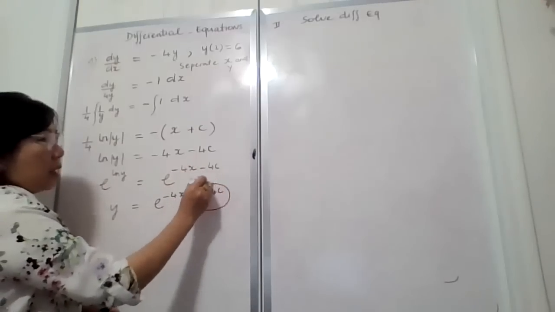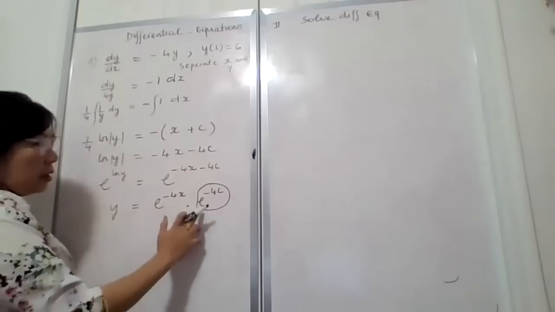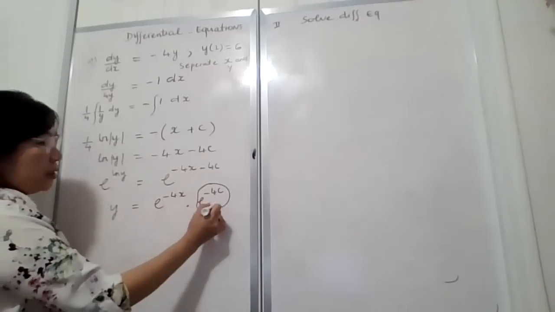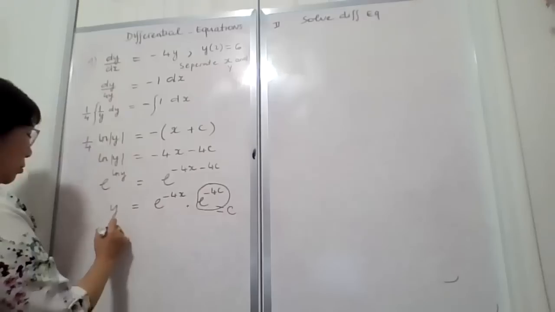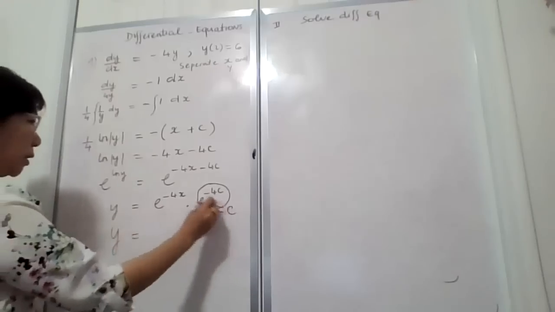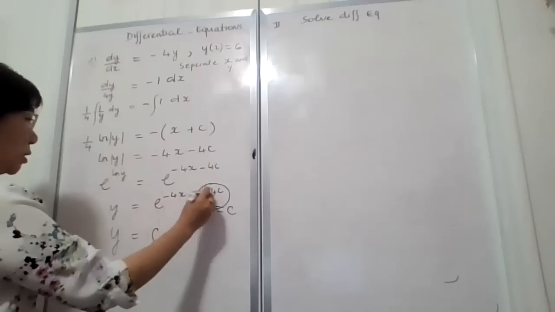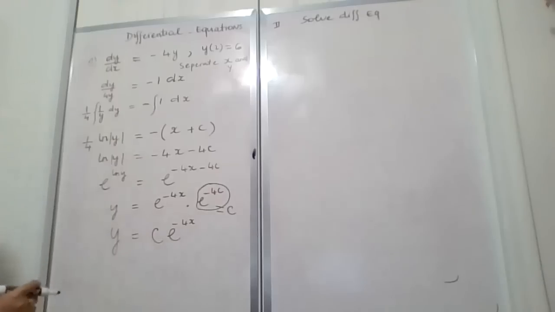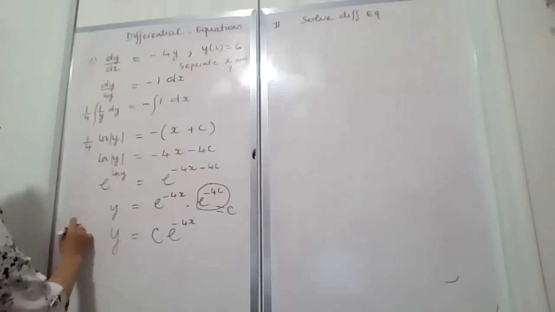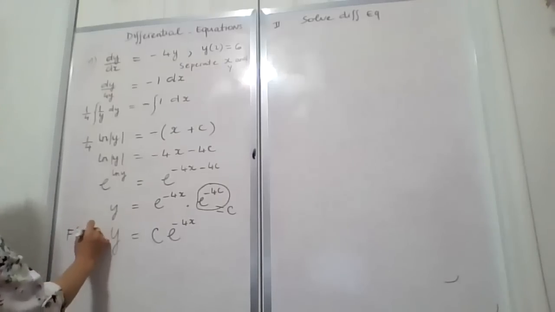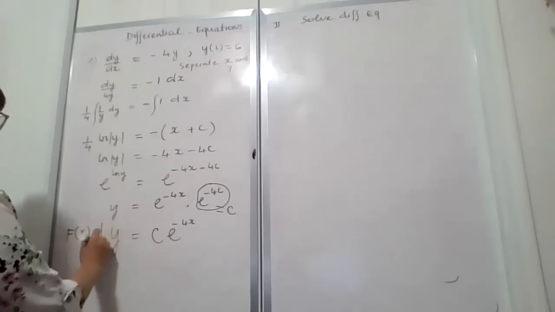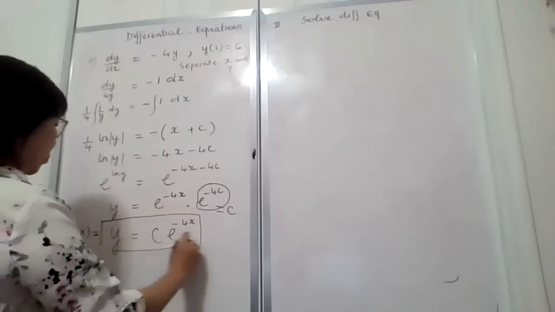Now this becomes a constant number. e to minus 4c just stands for the constant number. So I'm going to change this to become c. So now I have the equation y. I'm going to bring the c in front, right? So y equals c e to minus 4x. Now at this point, what do we do? At this point, we already achieve our original function, right? So f of x equal y equal this. This is our original equation.